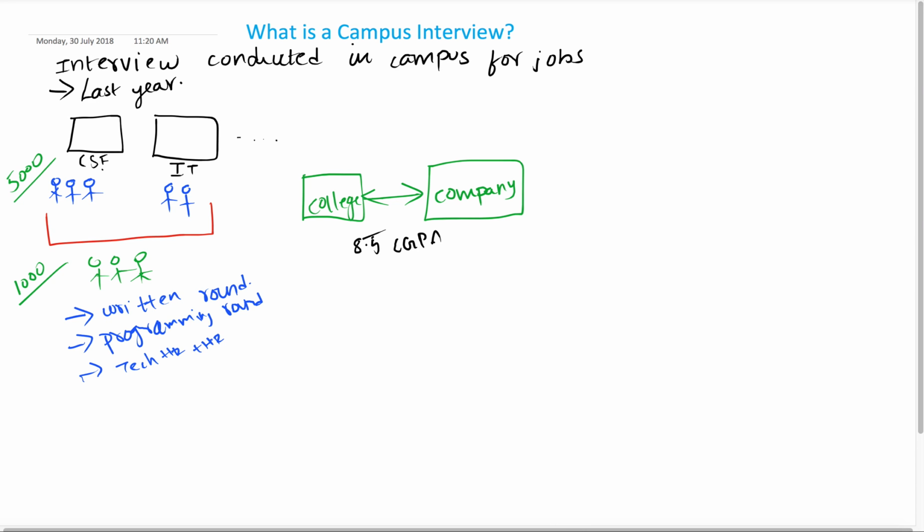Actually, the companies themselves divide into three categories. I am talking only about software companies because I am not aware of other companies. Because I am working in a software company, I know something. I don't know everything about software companies, but I know some things. So I am trying to cover only the software company campus interview procedure.